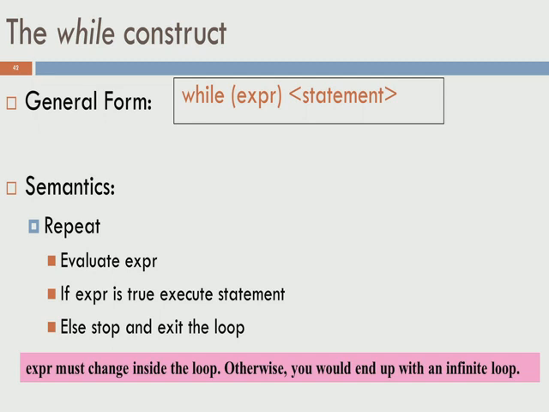So in the for loop, exiting the loop is known upfront, you run it for a certain number of iterations and you exit the loop, whereas in a while loop you exit once the expression becomes false, which means the expression must change inside the loop. If the expression does not change inside the loop, you would end up with an infinite loop, because the expression would always be true, and you will keep executing the body of the loop infinitely.